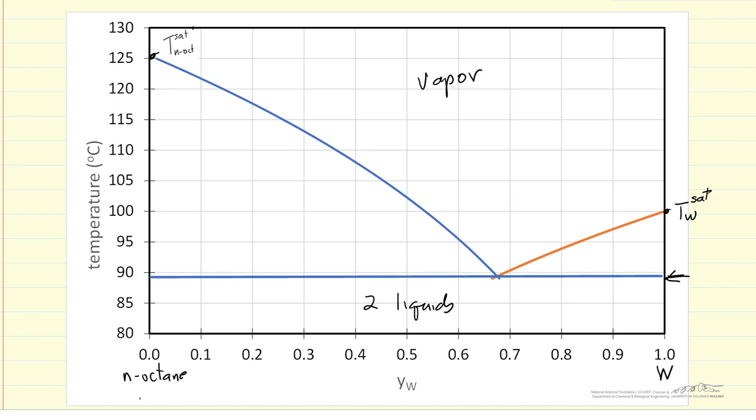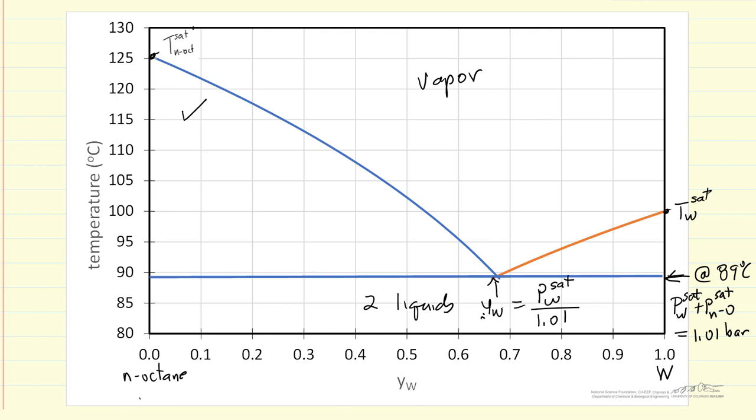And this temperature corresponds to a temperature where the saturation pressures add up to 1.01 bar. So at about 89 degrees C, P sat for water and P sat for normal octane, added together, equal 1.01 bar. So that's the only temperature where you can have two liquids and a vapor in equilibrium. And the vapor then has a mole fraction for water, which is the saturation pressure for water over the total pressure, which is the sum of the two saturation pressures. In this region, we have vapor containing both components in equilibrium with normal octane liquid.